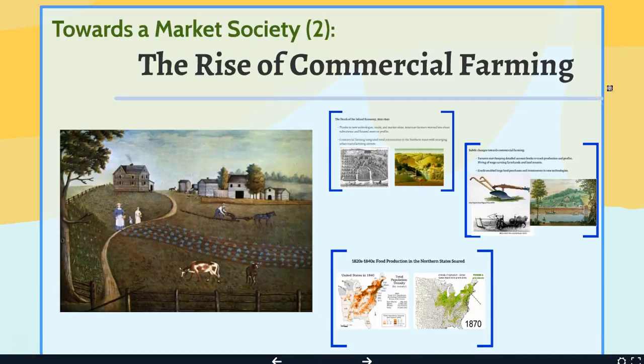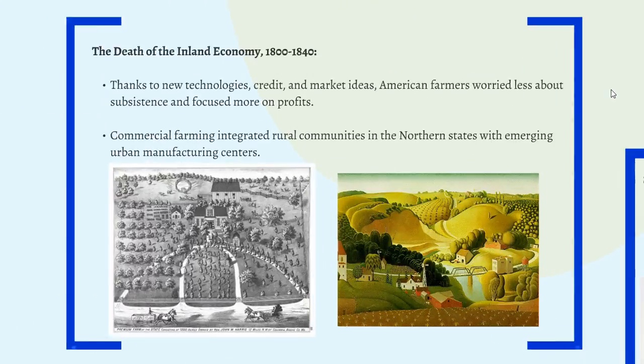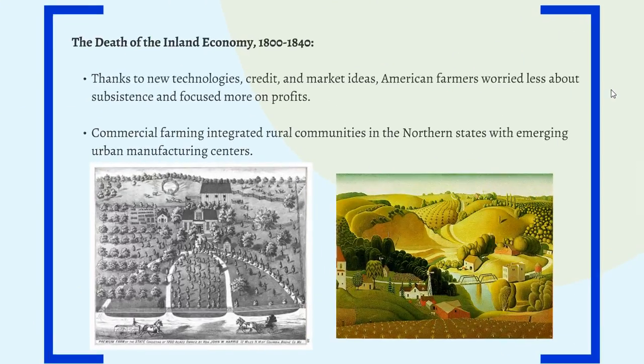Along with credit, there are a number of other examples of how this country was embracing a full-blown market society. And one of the best examples was this move away from Thomas Jefferson's dream of an agrarian republic of self-sustaining yeoman farmers to a republic that increasingly is embracing full-blown commercial, or as it was called at the time, market farming. This story really is all about the death of the inland economy.